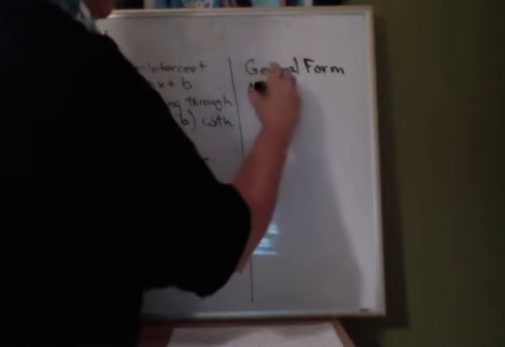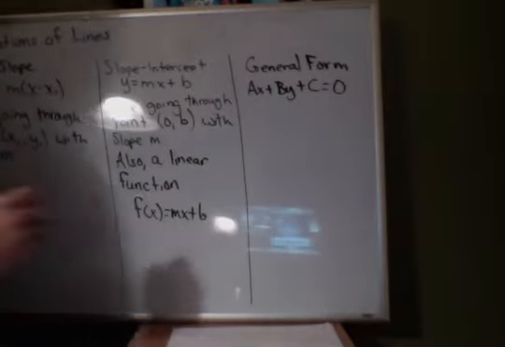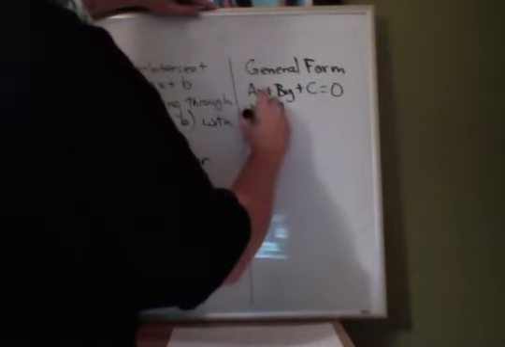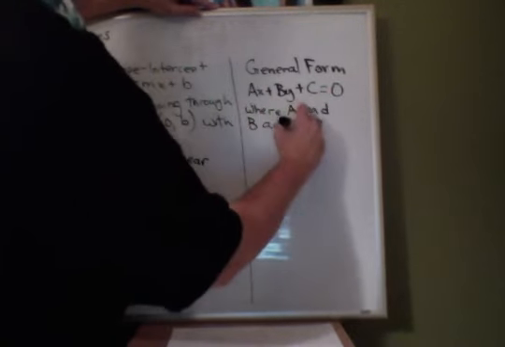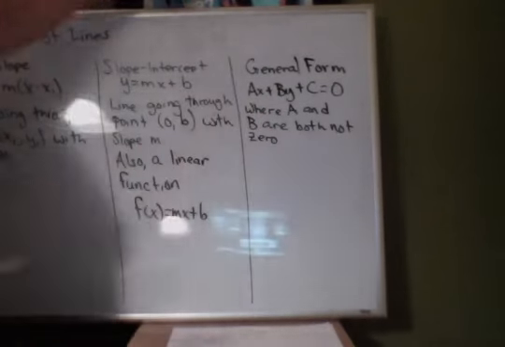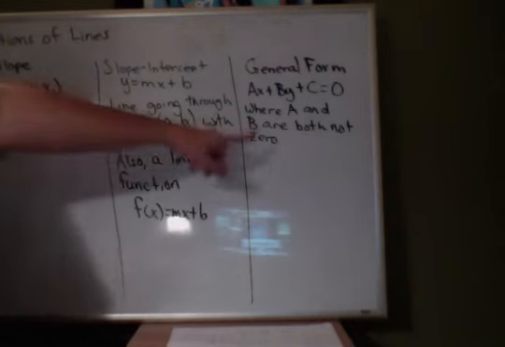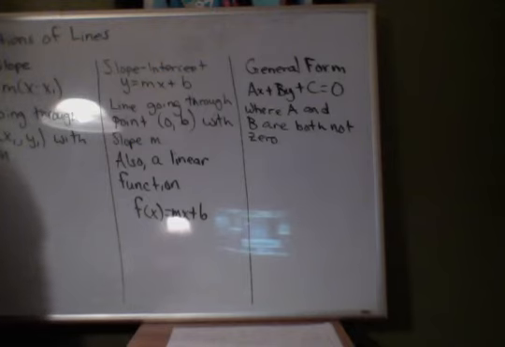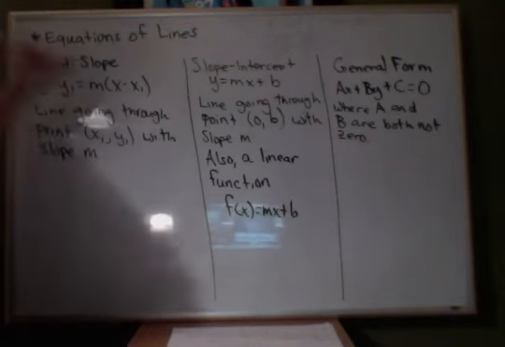Which is ax plus by plus c equals 0, where a and b are both not 0. Okay, so if either a or b is 0, then we cannot have an equation that is in general form. And we'll talk a little bit more about why we might use general form a little bit later.